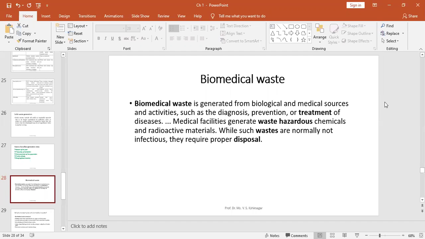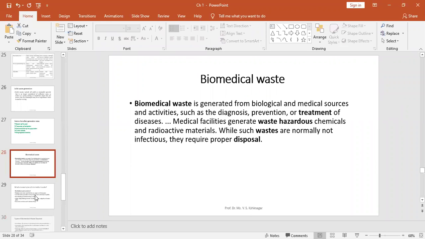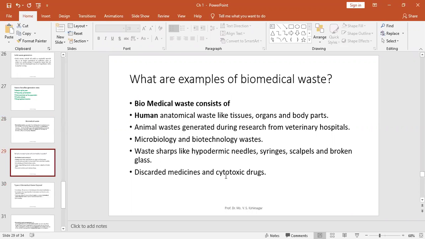Generally, most biomedical waste is decomposable, but the best method for its disposal is incineration. Why is incineration the best method? Because it is usually septic material and it will transfer diseases to others. So that's why there is a need to go for proper disposal.